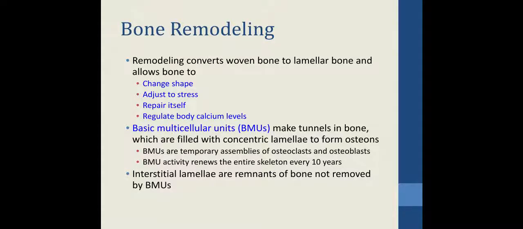So we've got something called a BMU, that's a basic multicellular unit, that is able to make tunnels in bones, which then get filled with lamellae and form osteons. Our BMU is a temporary assembly of osteoclasts and osteoblasts. And really, these BMUs are actively working, so about every 10 years, you have an entirely new skeleton. The interstitial lamellae that we talked about, the leftover parts and pieces, are the remnants of bone not removed by these BMUs.